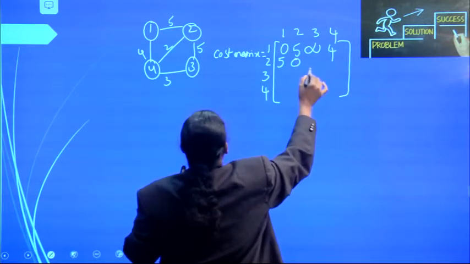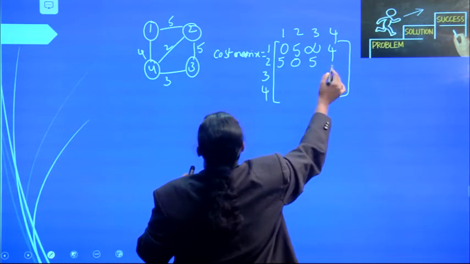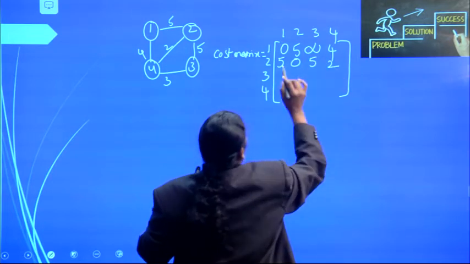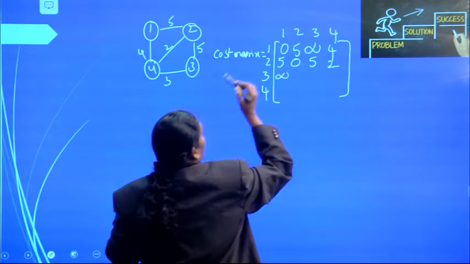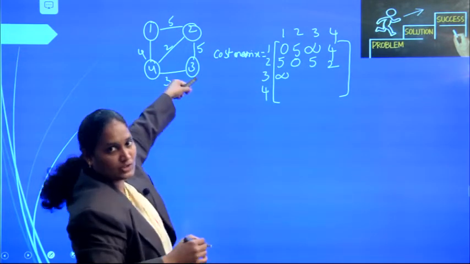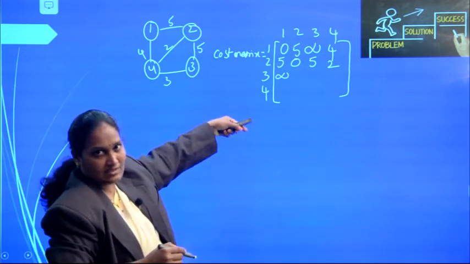Cost of 2 2 is 0. Cost of 2 3 is 5. Cost of 2 4, here we are given 2. Cost of 3 1. What is 3 1? There is no 3 1 edge. There is no edge between 3 to 1, so we represent its cost as infinite.